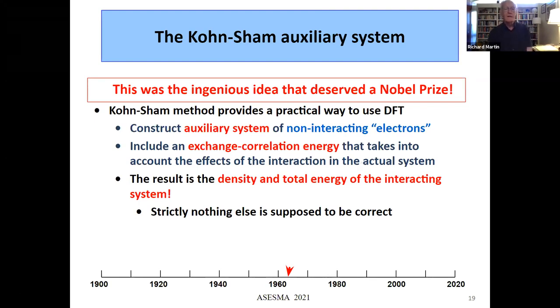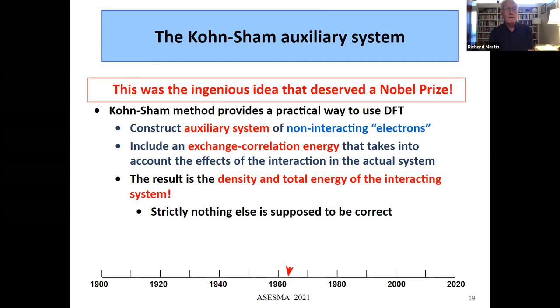It's not guaranteed that you get all properties, but you're now focusing on the ground state. And the result is the density of the ground state and the total energy of the ground state of the interacting electron system, if you had the exact functional for exchange and correlation. So strictly, nothing else is supposed to be given by this approach.